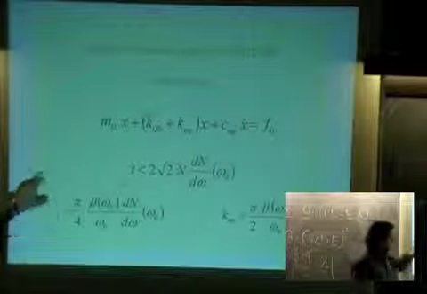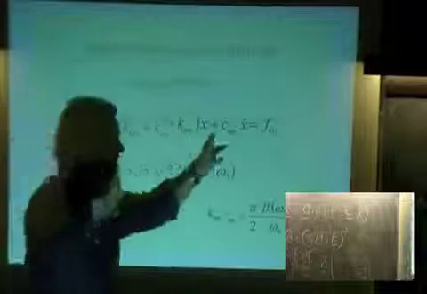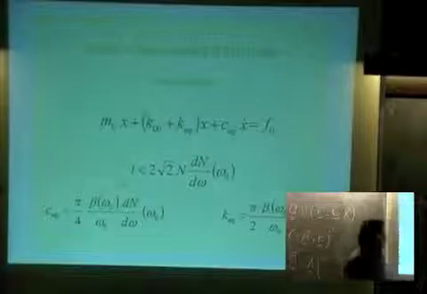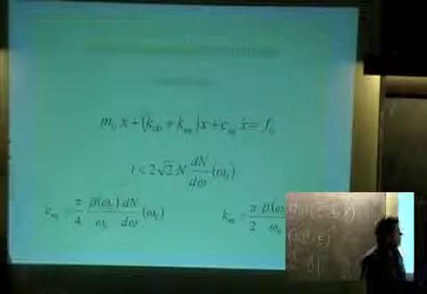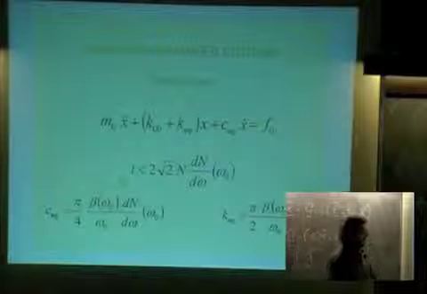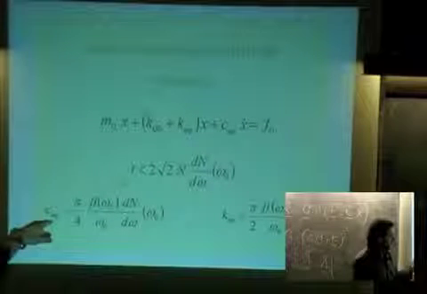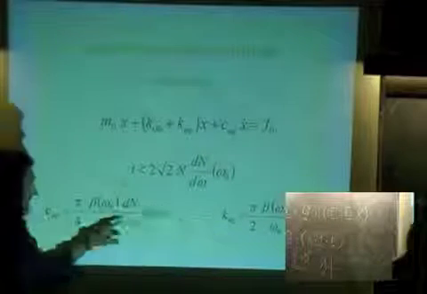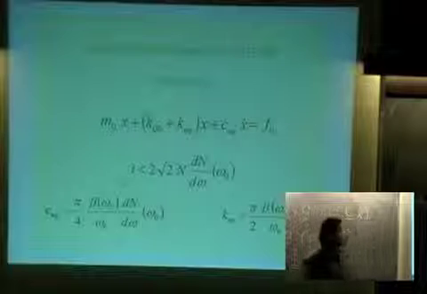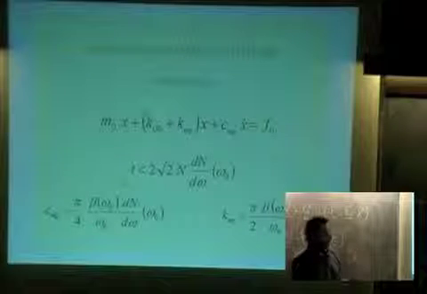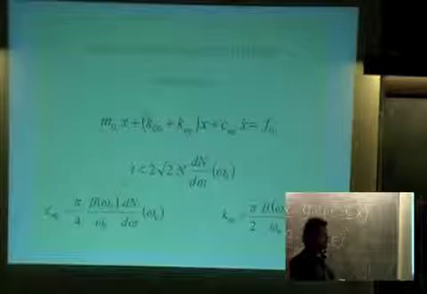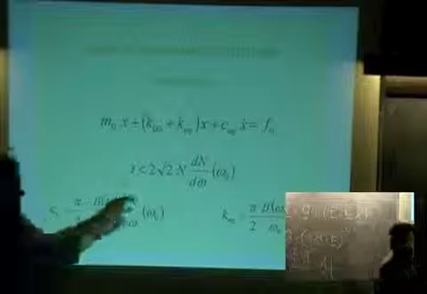So this is the final picture. So this is the equation of motion of our system. This equation is valid only with T that is less than this quantity, and the equivalent damping and the equivalent stiffness can be evaluated in terms of global properties of our environment.